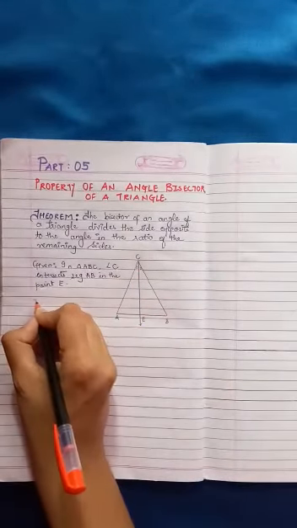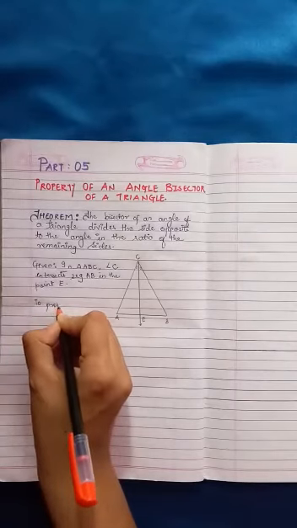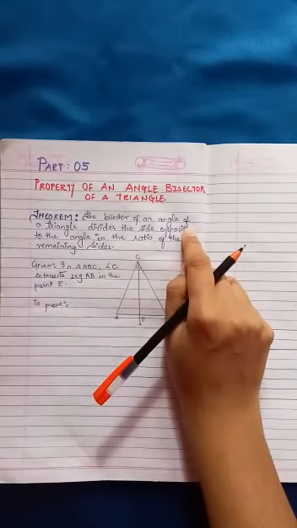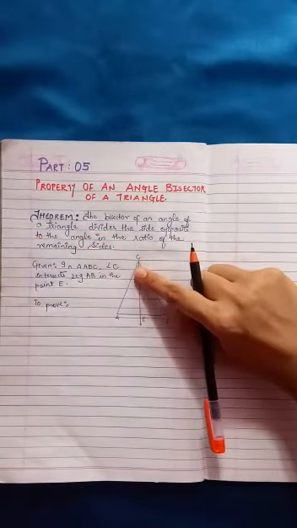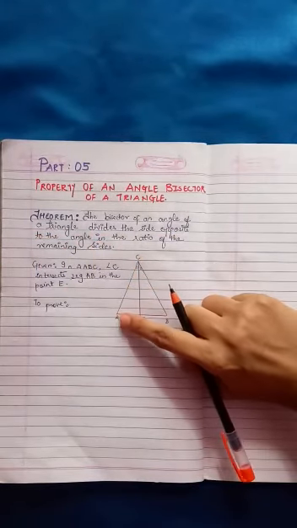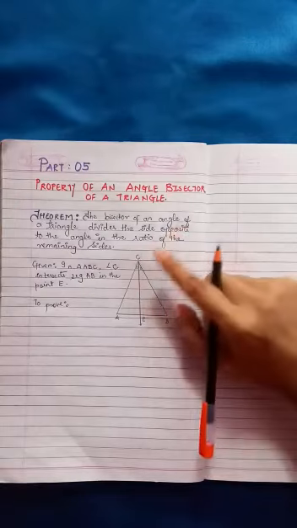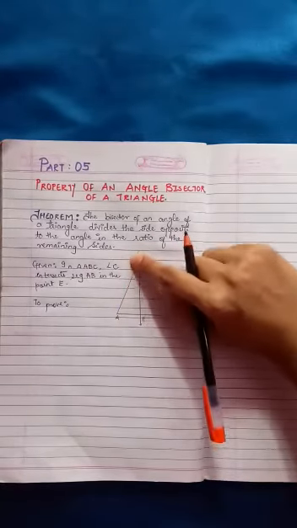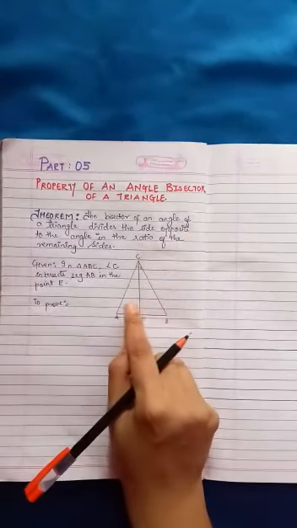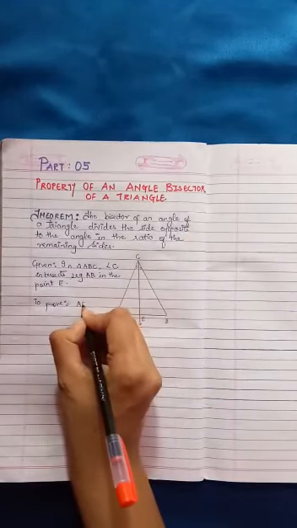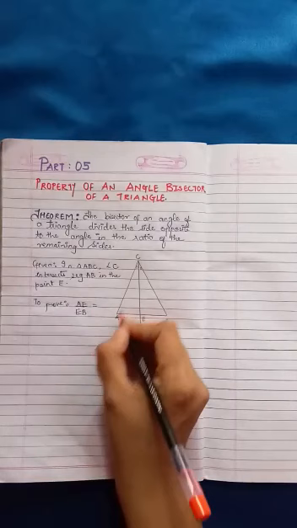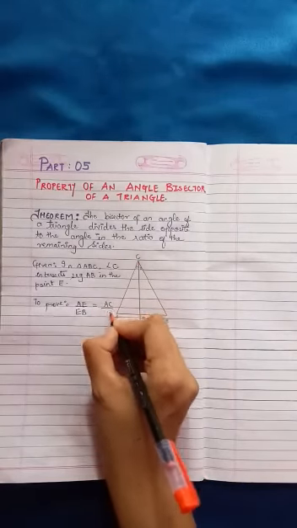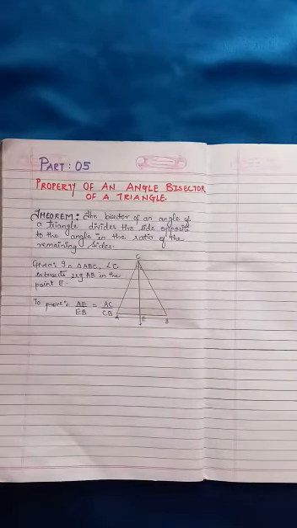Now what do we need to prove? The statement says the bisector divides the side opposite to the angle. This is the side opposite to the angle. It divides this side in the ratio of the remaining sides, which are AC and CB. So what you need to prove is that AE upon EB is equal to AC upon CB. Right? You need to prove this.